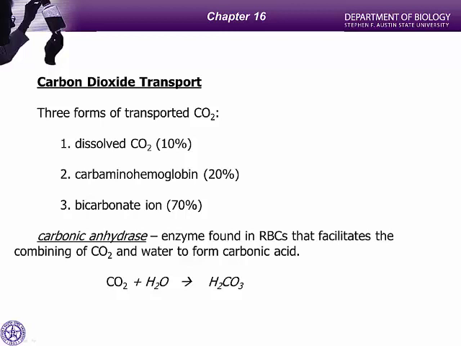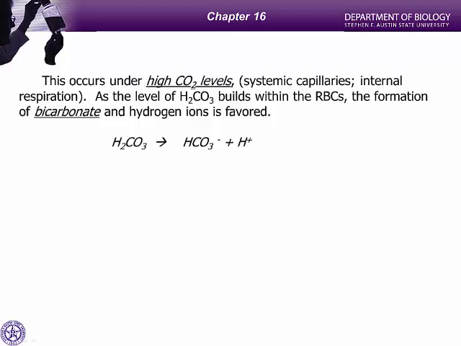Can you see where we're going with this process? I hope you can. All right, so high CO2 levels in our capillaries, internal respiration. So CO2, based on that carbonic anhydrase in the red blood cells, is going to lead to the formation intracellularly of carbonic acid, which quickly is going to dissociate into the bicarbonate ion and hydrogen ion.